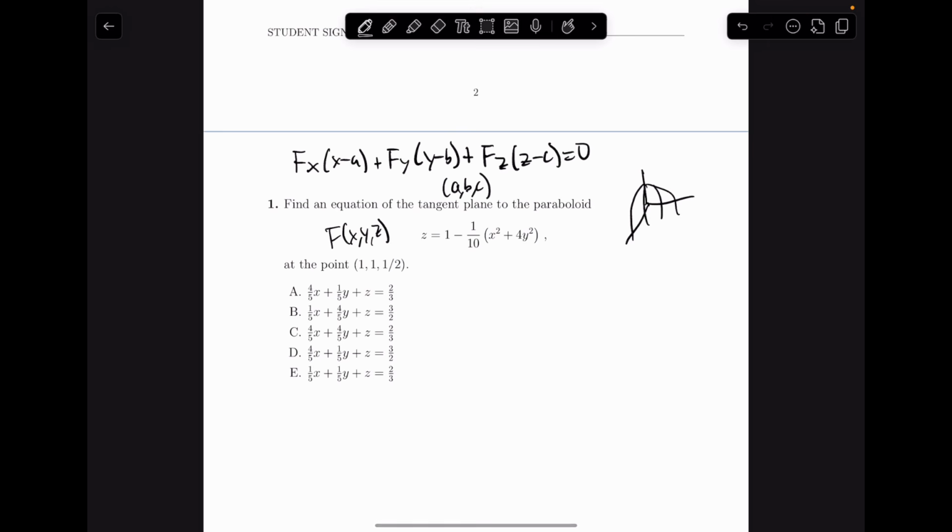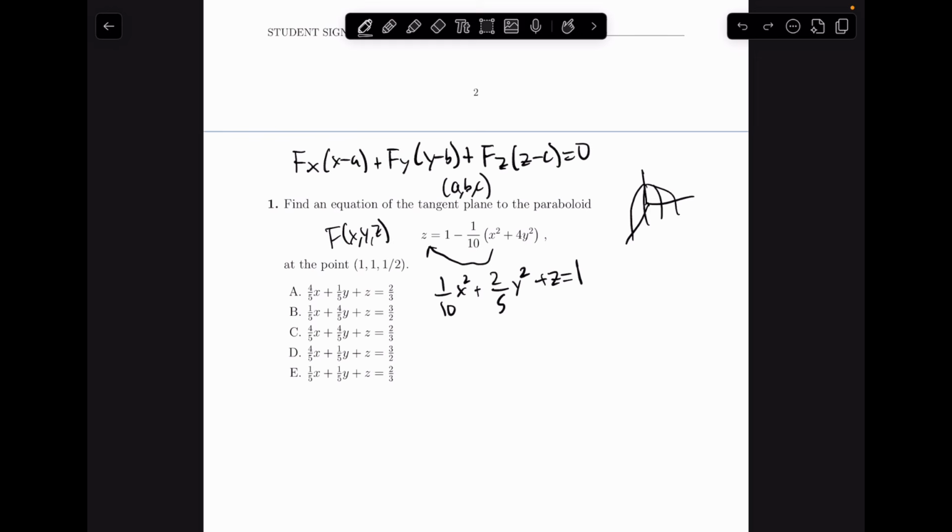And we can find that f of x, y, z by just adding this 1 over 10 x squared part to the left-hand side. So we're going to get 1 over 10 x squared plus 2 over 5 y squared plus z equals 1. Okay. So I just added and multiplied out the 1 over 10.